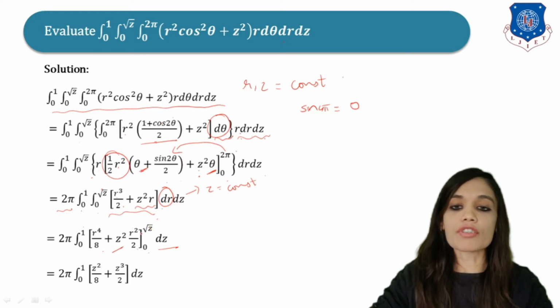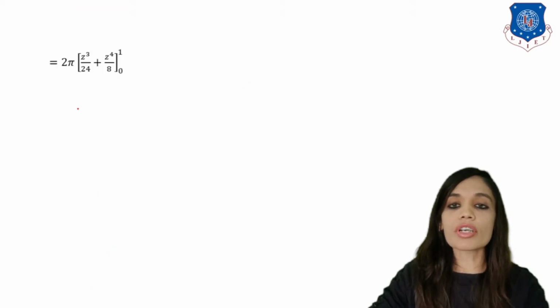Now let us put the limits first. So 2 pi and integration 0 to 1 dz will remain as it is. If you put root z, what you will get? Z square upon 8 plus z cube by 2, right? Now if you put 0, the whole term will go to 0, okay? Now our last step is remaining, that is we have to integrate this term with respect to z, right? So on integrating you will get 2 pi times (z cube upon 24 plus z raised to 4 upon 8) and your limits are 0 to 1.